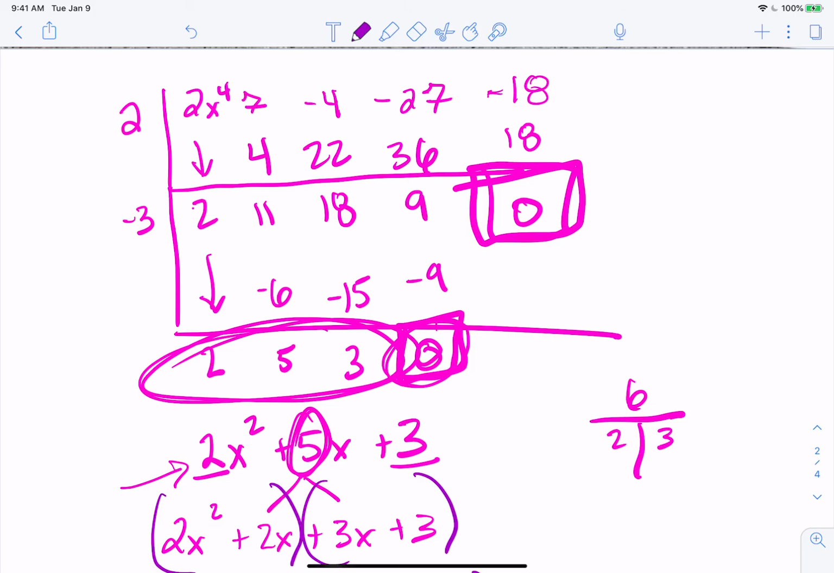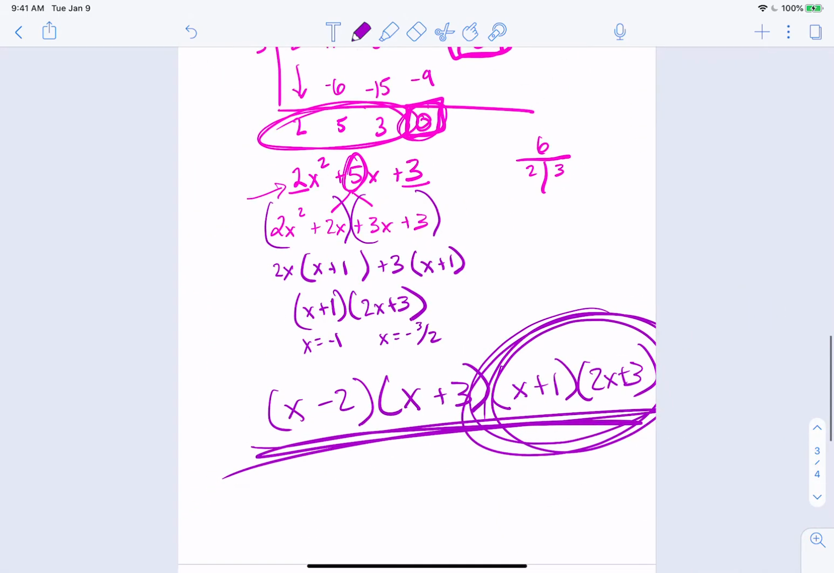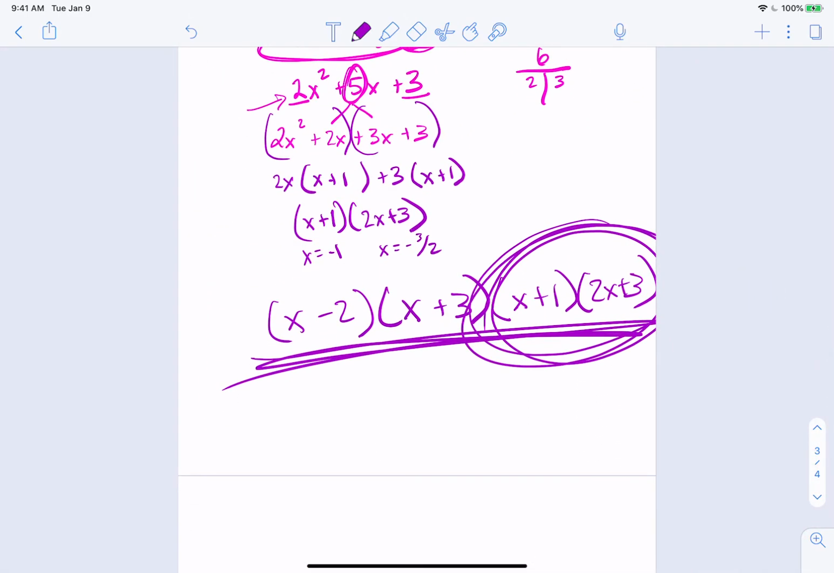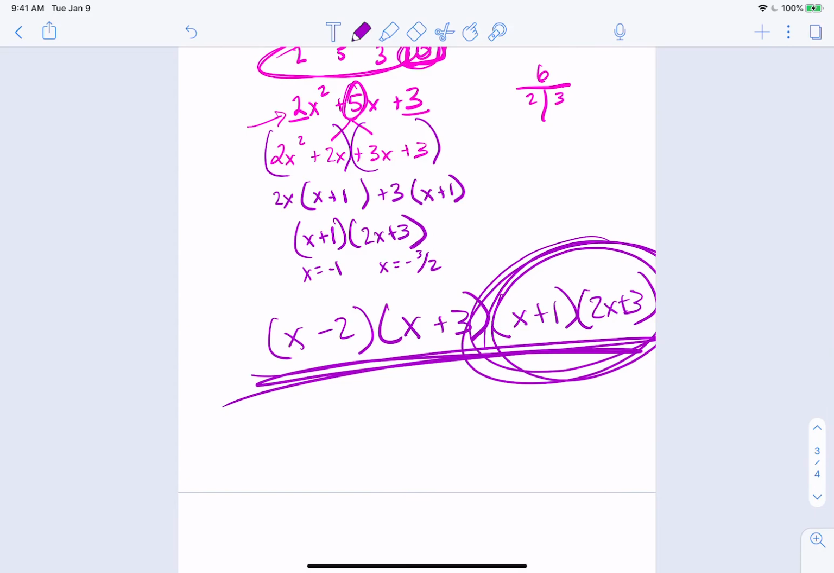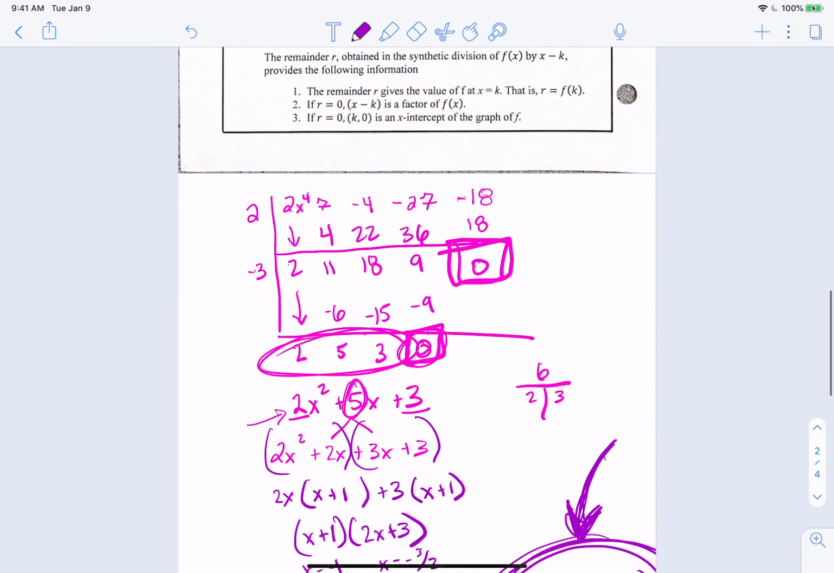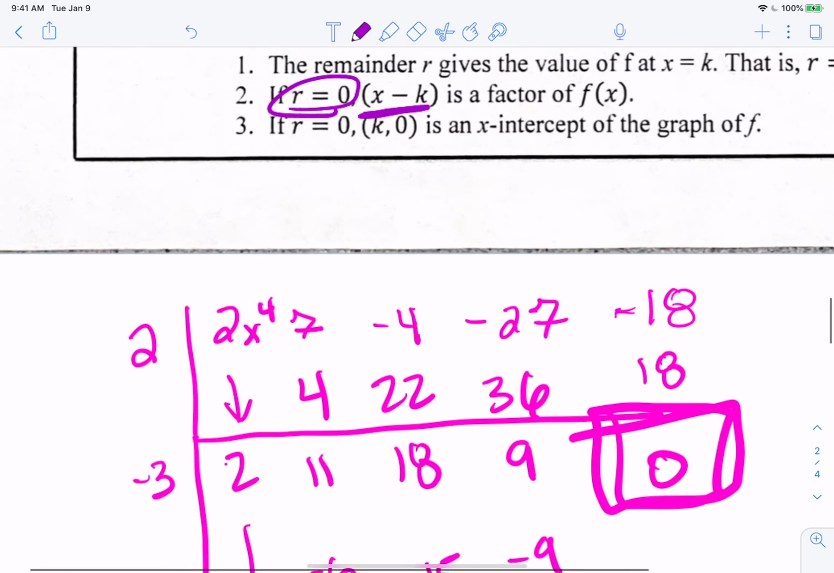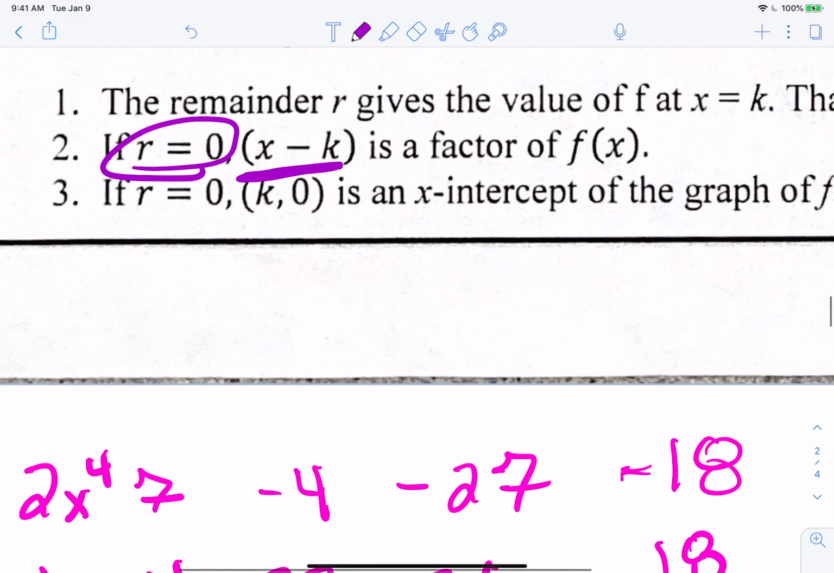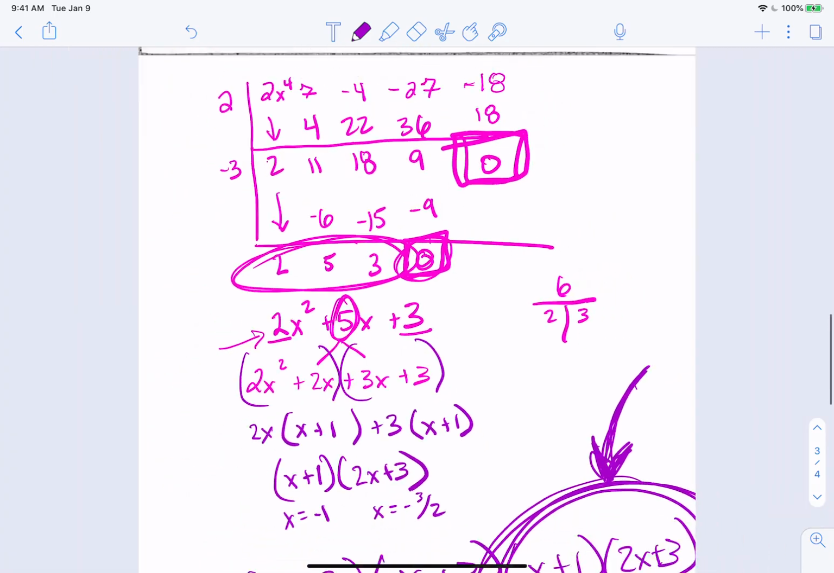Wait, go back down to the first one. Okay. So when it says find the remaining factors, you're just trying to find these guys. You don't have to set them equal to 0 like we did. Okay? So this last little box says uses of the remainder theorem in synthetic division. If the remainder is 0, you know that he is a factor, right? If when you plug it in it comes out to be 0, then you know that is a perfect factor of whatever you're dividing by. Okay? So that was all that we had left to do.